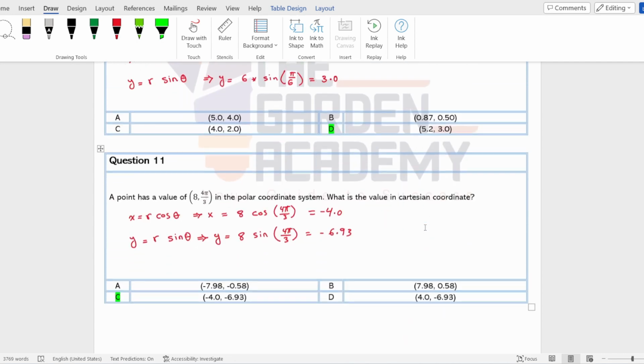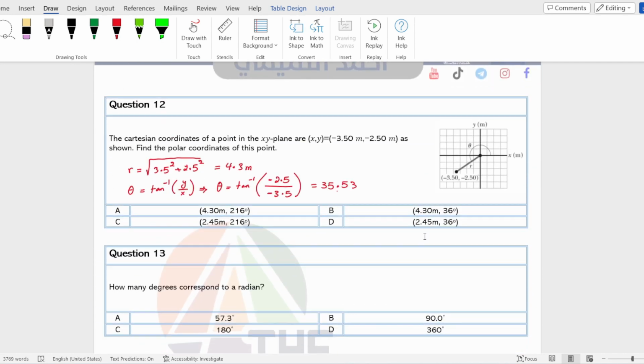So after correction we will do the following. We just add 180 to get 215.54. And of course this is in degrees. Since all my answers are in degrees, I have to make sure that the calculator is in degrees. So in this case we choose the answer A.